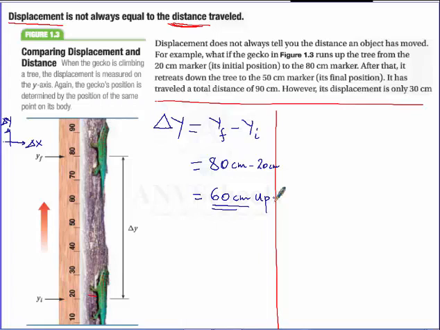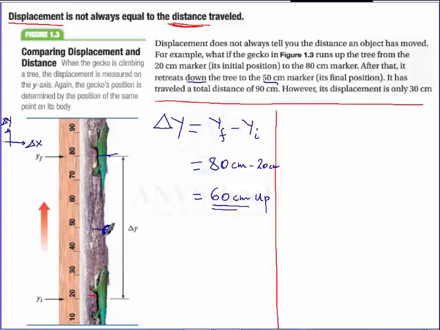Now let's see the second case. Look here, in this case the Joko was moving from a distance of 20 centimeters to a distance of 80 centimeters. It runs up the tree from the 20 centimeter marker to the 80 centimeter marker. After that, it retreats down. Once it reaches 80 centimeters, it is retreating back to 50 centimeters. Now the Joko is right here.